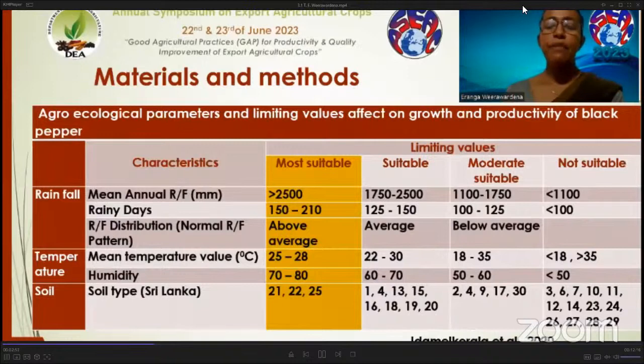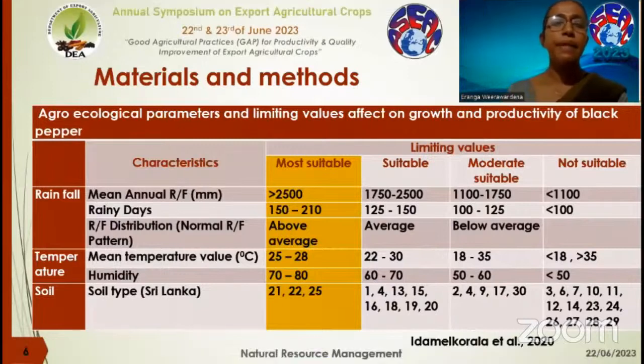Based on the outcome of previous research, I have tabulated agroecological factors and limiting values that affect growth and productivity of black pepper in Sri Lanka. Here you can see the factors: rainfall, temperature, and soil, and the limiting values for what is considered most suitable, moderately suitable, and not suitable. The values in the yellow color column display the most suitable values, which are important for optimum growth of black pepper plants.